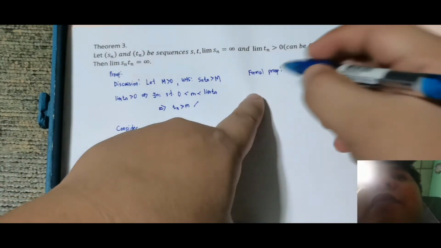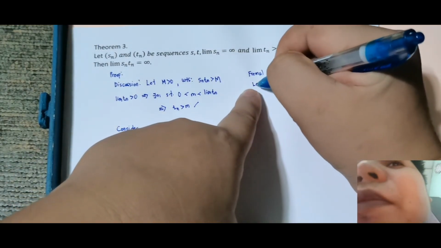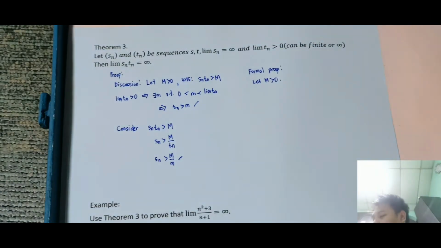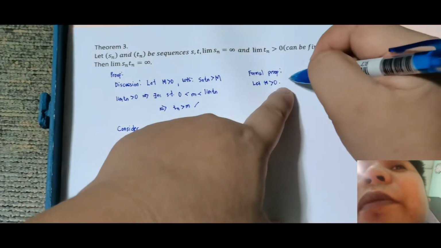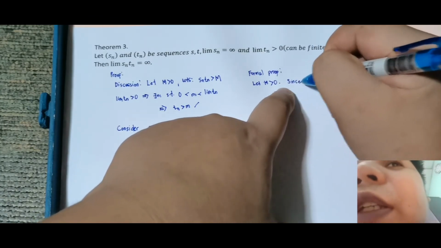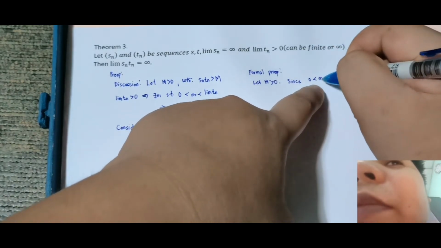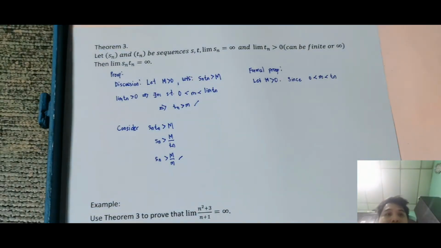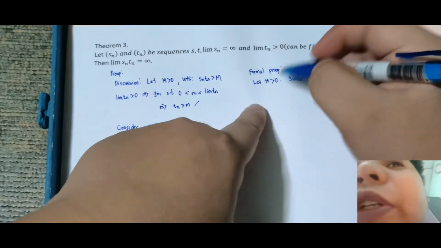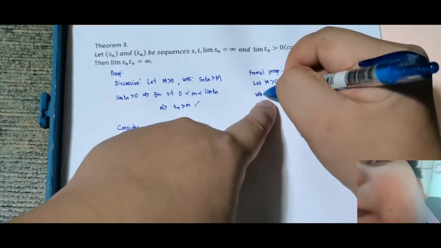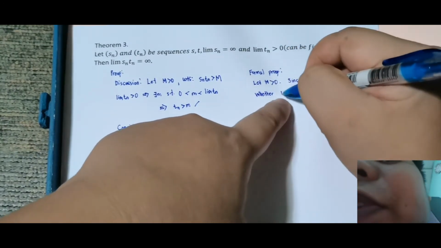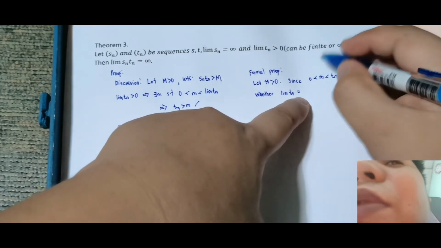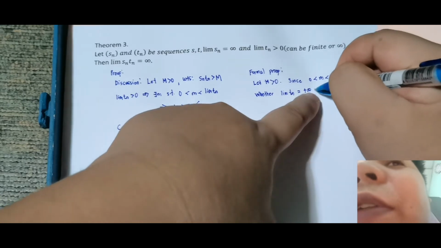Kailangan natin magamit yung mga yan, yung mga binigay ko dyan. So, let m greater than 0. Okay? So, since 0 is less than m, less than t sub n, okay? Ito yung dalawang klase. Whether yung limit ng t sub n is equal to positive infinity or not.